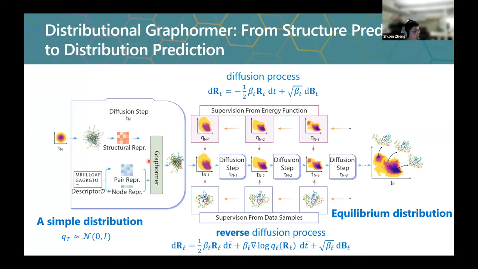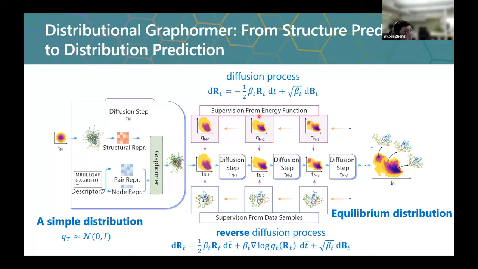So now let's look at the specific framework of DIG. For a complex distribution of a molecular system, for example, the equilibrium distribution, after the diffusion process, from right to left, it will transform into a very simple distribution, for example, a standard Gaussian distribution. The deep learning model can act as the score model in this process to get supervision from each step of this PDE for training. I will talk about it later. The supervision of this framework has two sources. Besides the common data samples, another source is the energy function, which I will introduce in detail later.